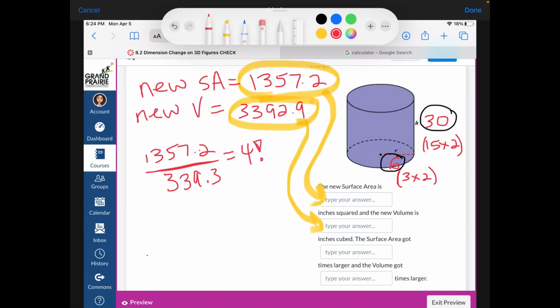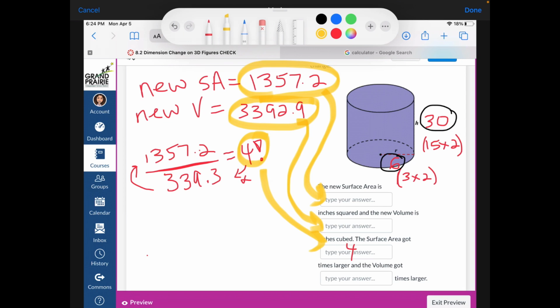So that means that it got 4 times bigger. If I take 4 and multiply it by 339.3, we're going to get this number. And so it got 4 times bigger, the surface area in total. We're not just looking at the bases, because we changed both the base and the height, the radius and the height. We changed everything, the whole figure.